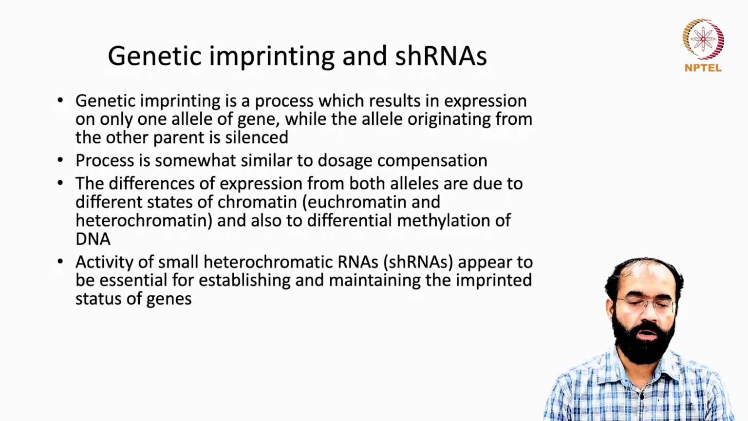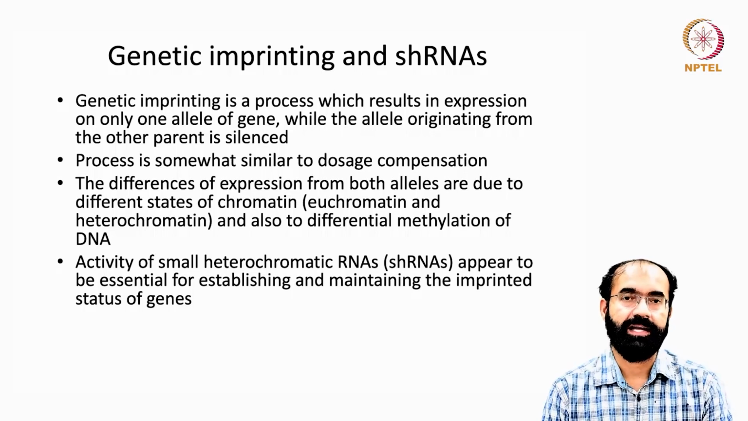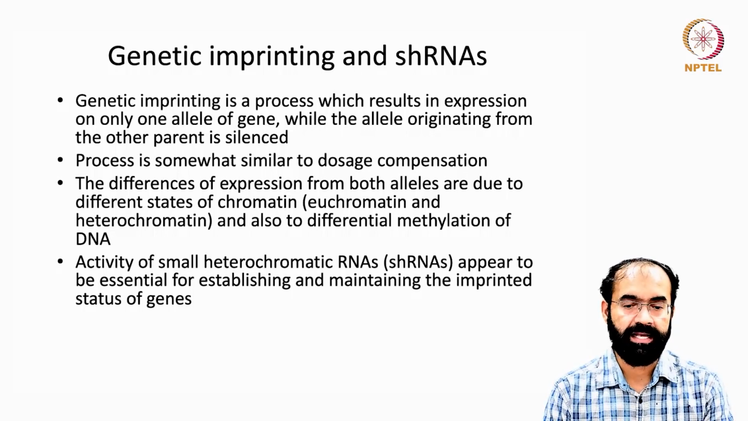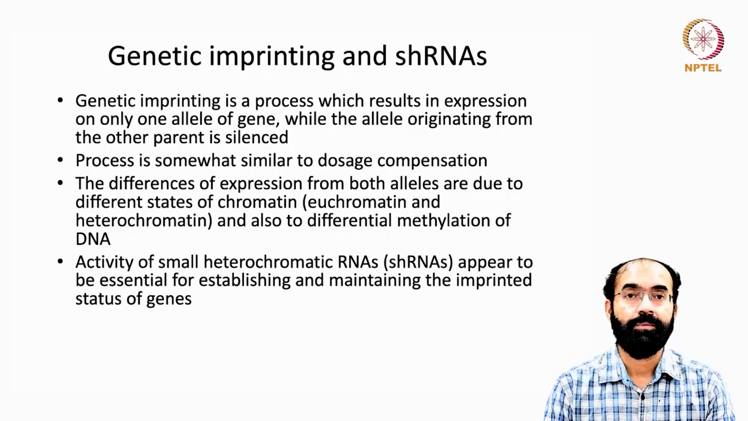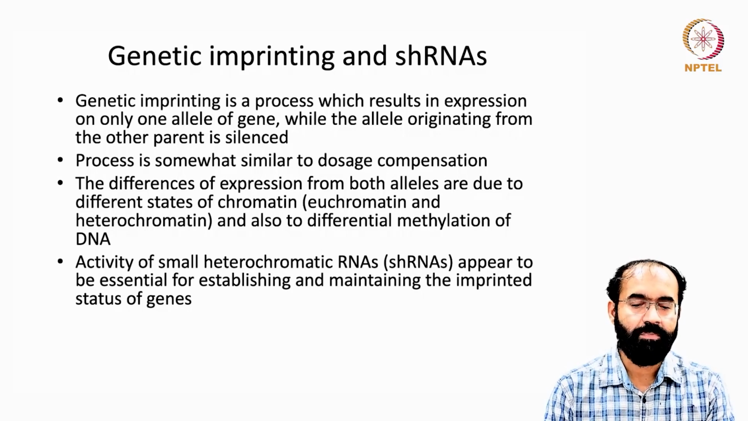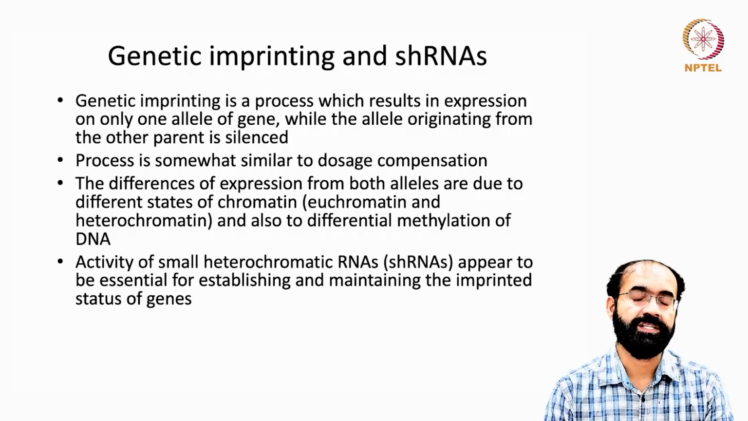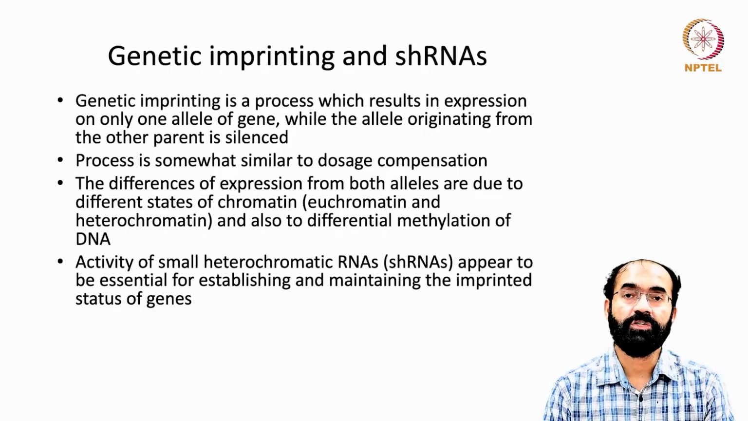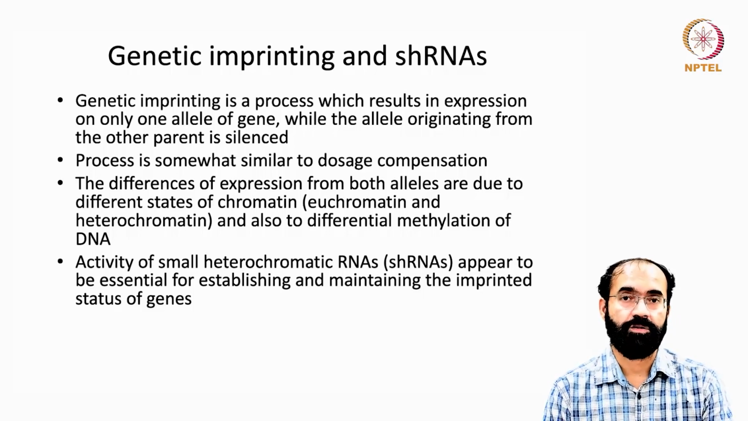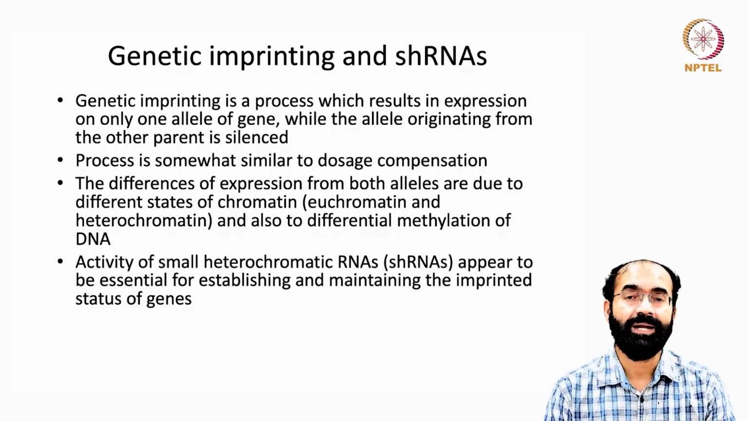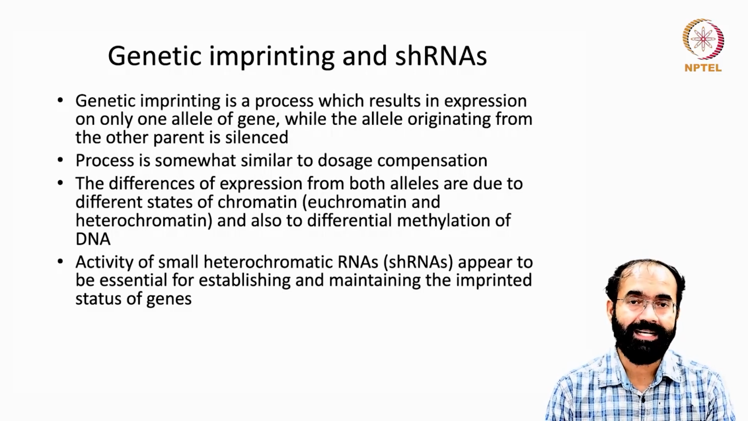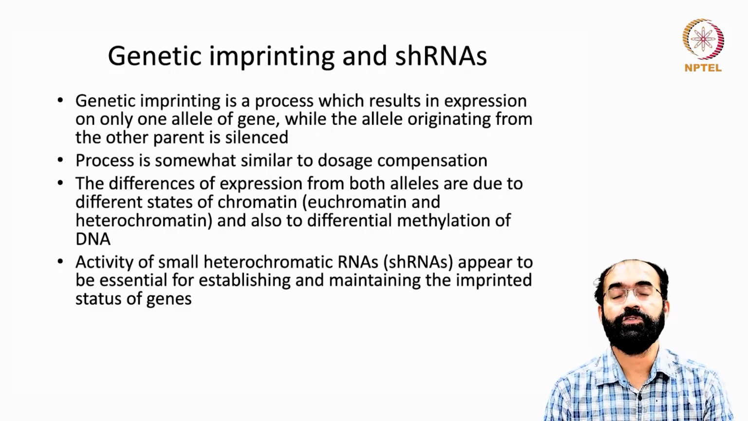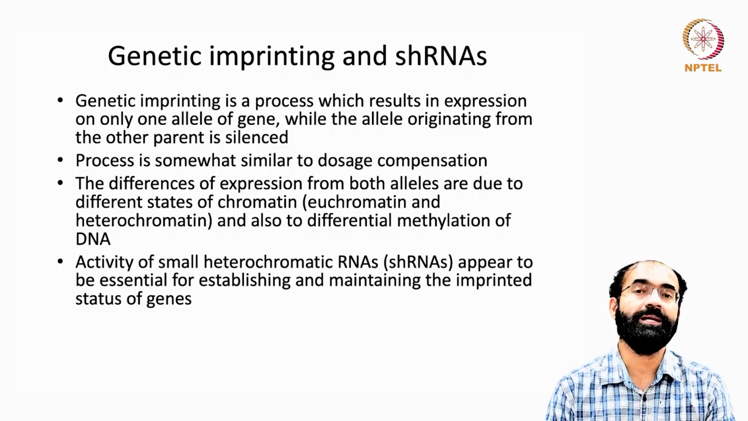Activity of small heterochromatic RNAs, we call them shRNAs, appears to be important for establishing and maintaining the imprinted status of the gene. Like the X chromosome, we have seen that making an X chromosome inactive is only the first part, but you have to keep maintaining it. If you fail to maintain it, then that can lead to trouble because dosage compensation will be imbalanced.